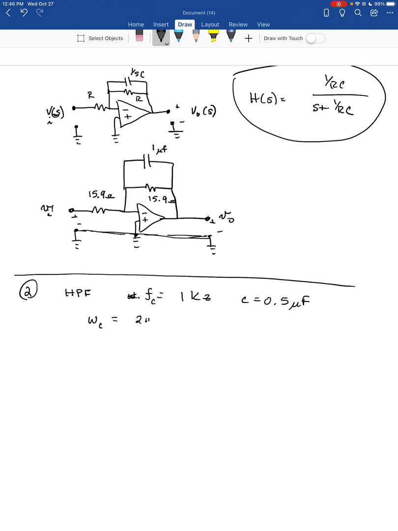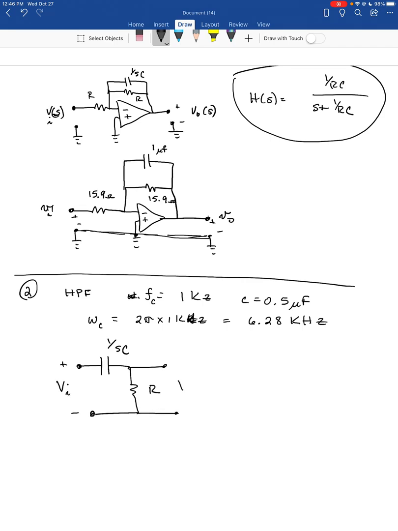So that's going to be 2 pi times 1 kilohertz. So that's actually going to be 6.28 kilohertz. Okay, so the high pass filter circuit is where you take the output for the passive one across the resistor. So this is that circuit in the Laplace domain.